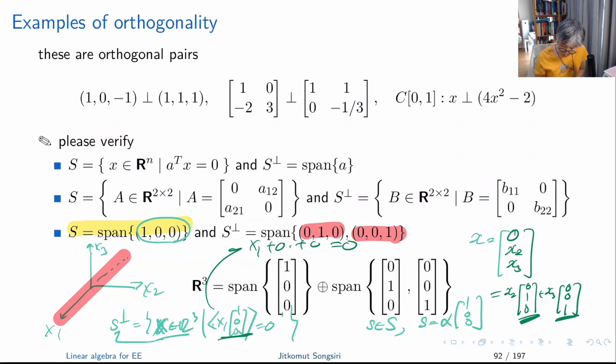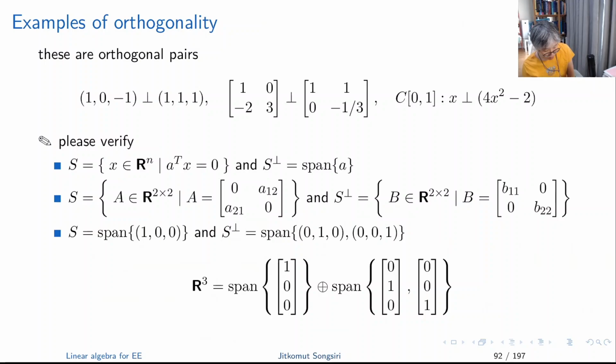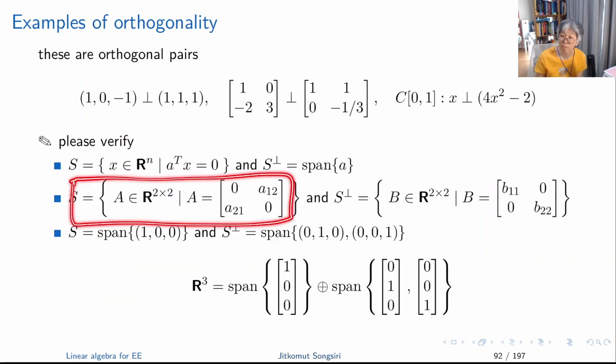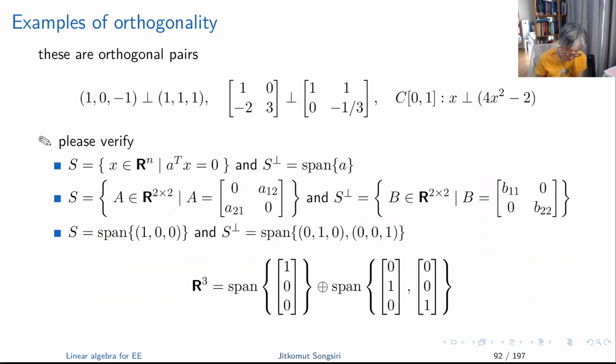We have the last example as a set of matrices. So I give you my set S. It says that my set S contains only the matrices where the (1,1) and (2,2) elements are 0 and the (1,2) and (2,1) elements are free. Okay.